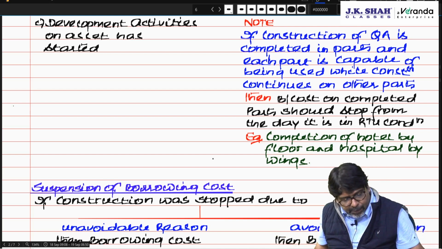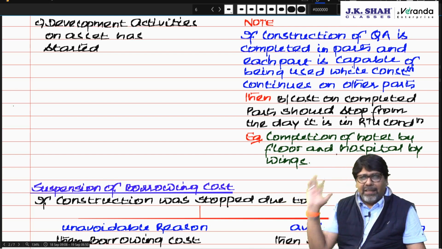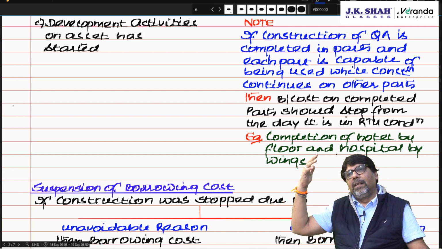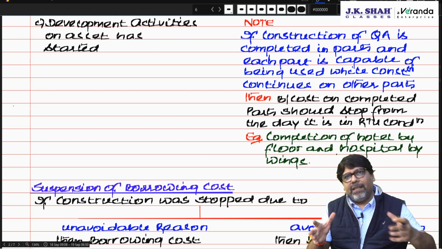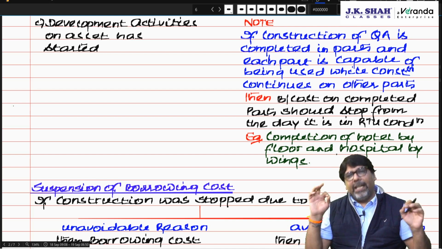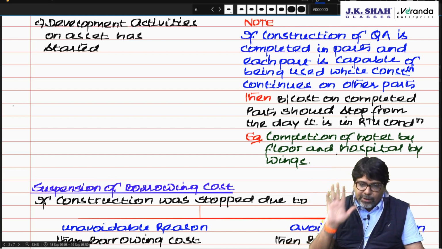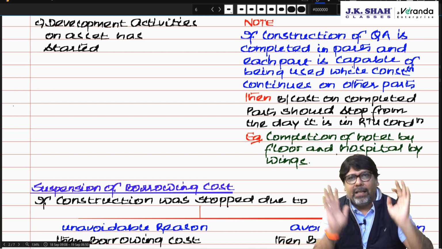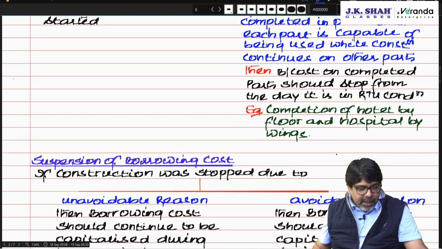Examples: completion of a hotel floor by floor, a hospital wing by wing, a hostel wing by wing, a campus and education facility in a college. So when construction is in parts and each part can be used independently, then borrowing cost on the completed part should stop and borrowing cost should then be allocated only to the uncompleted parts or work in progress. Am I clear?